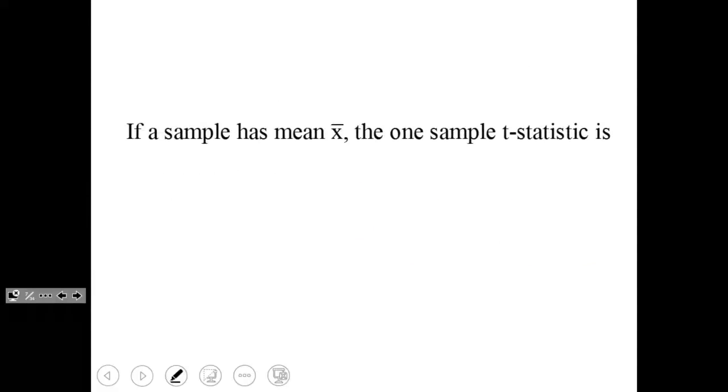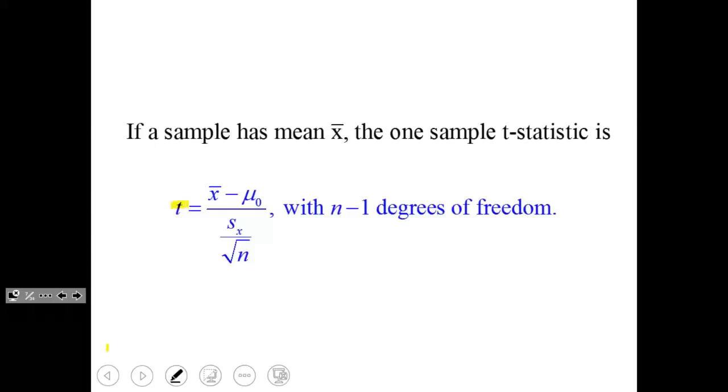Now, for a sample mean x bar, we don't have a normal distribution, so we don't have a z-score anymore. Instead, we're going to have what's called the t statistic. It looks a lot like the z-score, though, in that the t statistic is the sample mean we're investigating minus our null mean, what we think the mean should be, divided by the standard error of the mean, or the sample standard deviation divided by the square root of the sample size. And of course, we have to remember it comes with n-1 degrees of freedom.